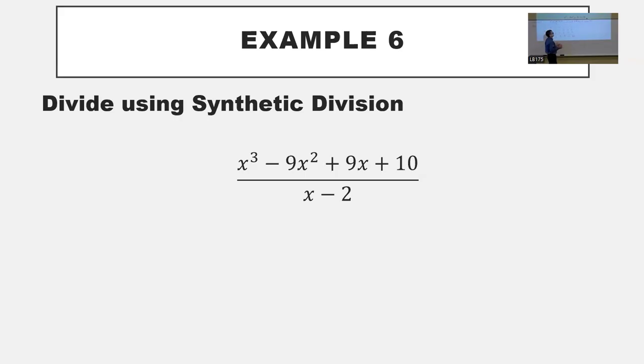I want you to try one problem on your own. Try to divide x to the third minus 9x squared plus 9x plus 10 by x minus 2. So we're using the same divisor, different dividend this time. And try to use synthetic division to do this.